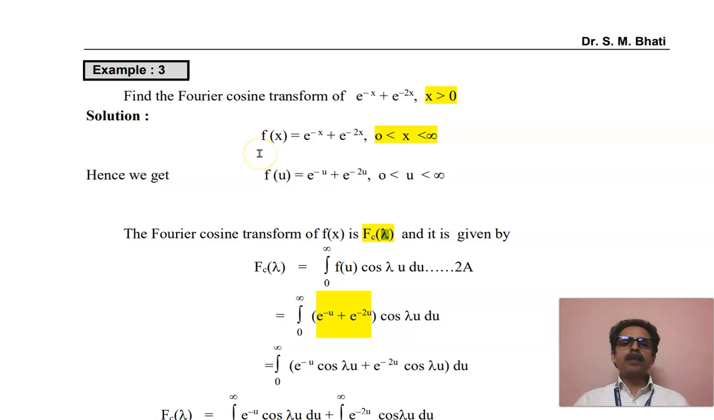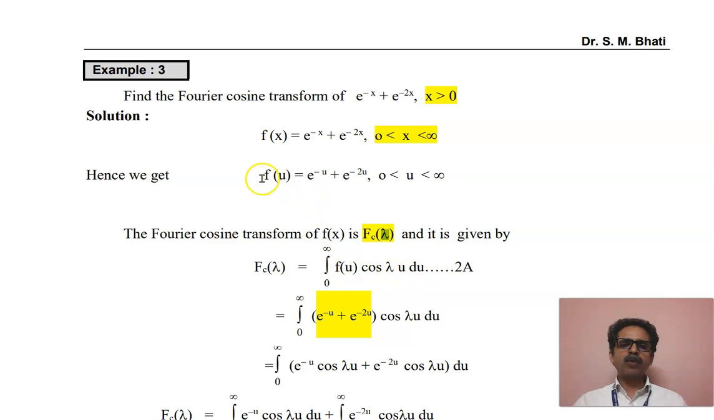Now we replace x by u. When we replace x by u, we get the next step. It is f of u is equal to e raised to minus u plus e raised to minus 2u, 0 less than u less than infinity. Remember, we have to find the Fourier cosine transform, and the Fourier cosine transform of the function f of x is capital Epsilon lambda, and it is given by equation 2a. Capital Epsilon lambda is equal to integration from 0 to infinity f of u cos lambda u du. Right? Now, in this equation, we have to put the value of f of u.